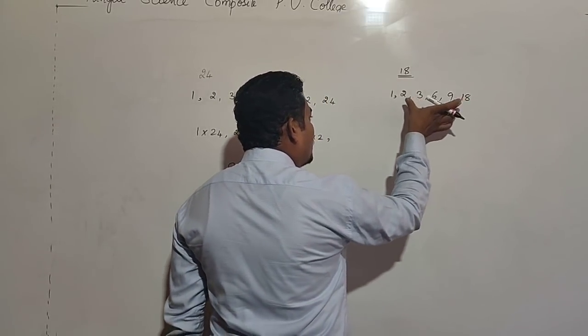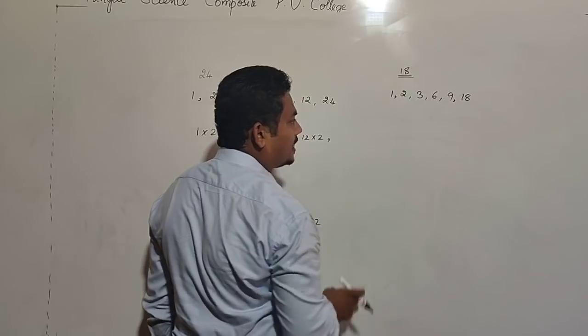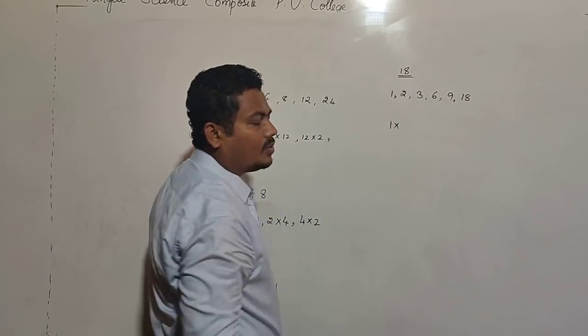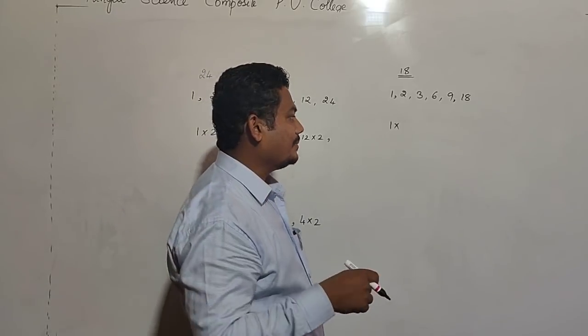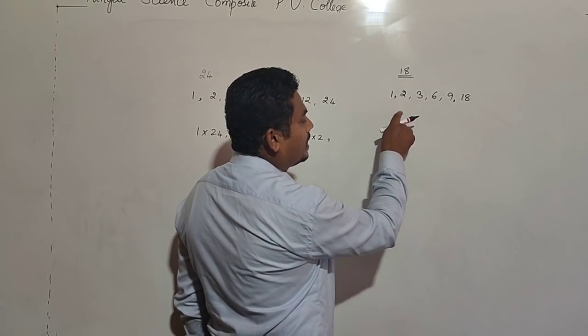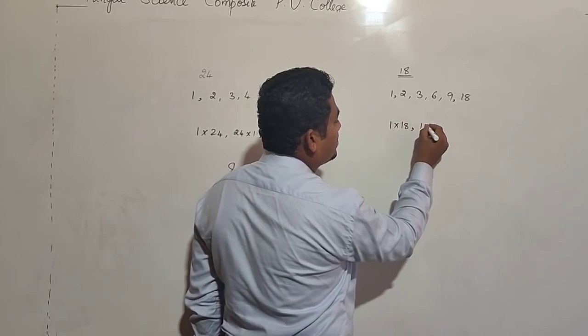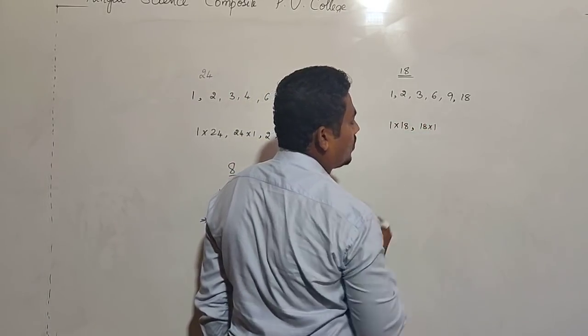Now, select any two numbers from this sequence. Their product should be 18. If I select 1, then what is the second number? Their product should be 18, so 1 into 18, and its reverse order is 18 into 1.